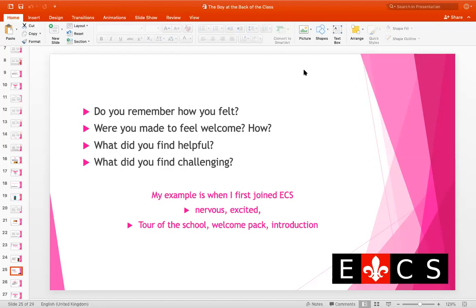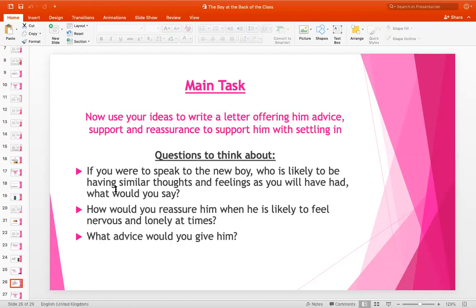Moving on from our starter, let's see what we have to do today. We've done a lot of talk, we've had discussions, we looked at the illustration, we made our prediction about the extract. So now today we are writing a letter. Your main task for today is to use your ideas to write a letter offering the new boy some advice, support and reassurance to support him with settling in.